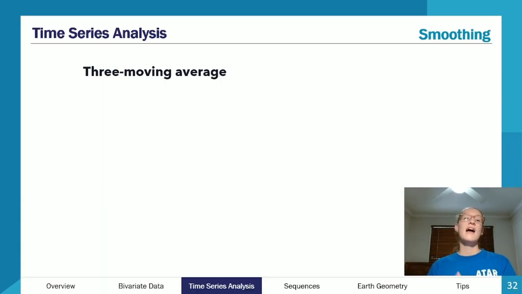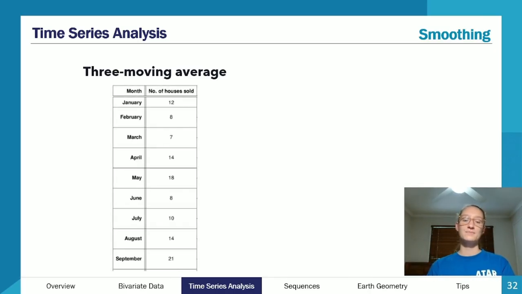For smoothing, we have the 3 moving average and the 5 moving average, also referred to as the 3 moving mean or the 5 moving mean. You're probably familiar with those terms. We can also do the 2 moving mean and the 4 moving mean, but when we do it that way we need centering, which we won't be going into today for the sake of time.